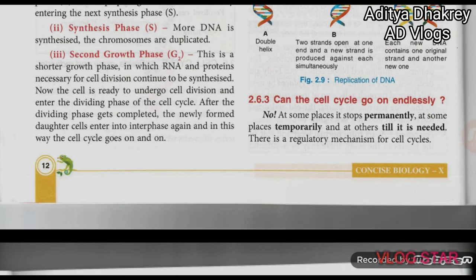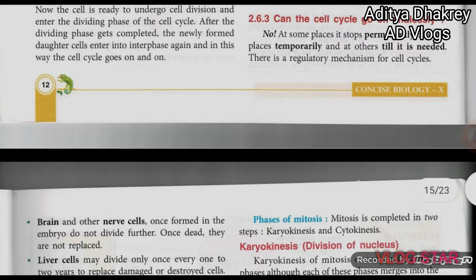Can the cell cycle go on endlessly? No. At some places it stops permanently, at some places temporarily, and at others till it is needed. There is a regulatory mechanism for cell cycles.